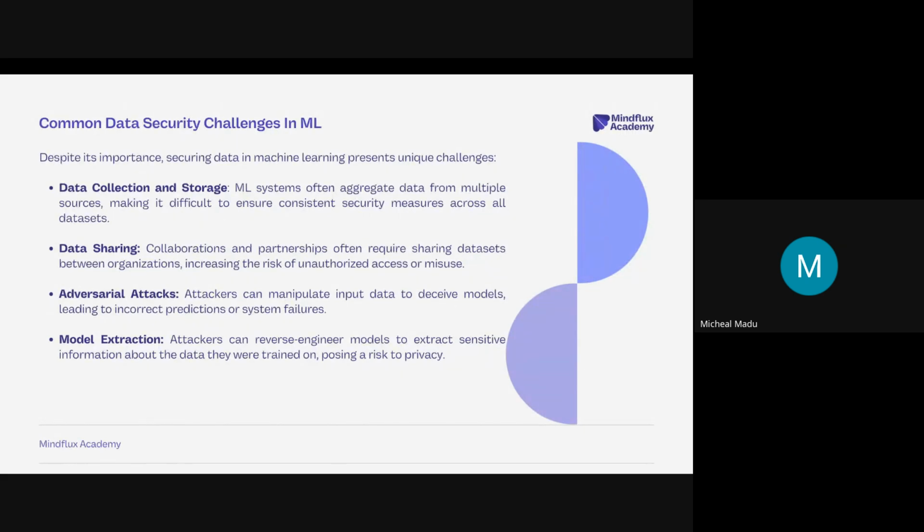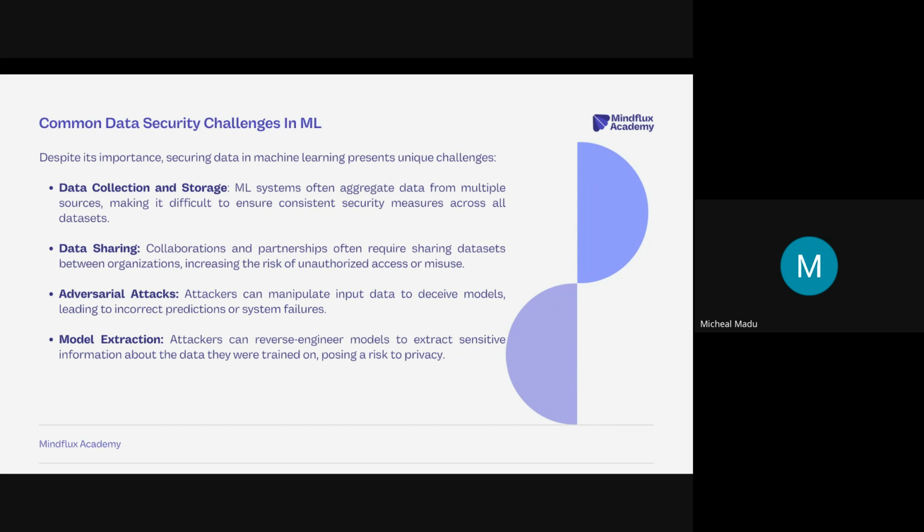Number two is data sharing. Collaborations and partnerships often require sharing data sets between organizations, increasing the risk of unauthorized access or misuse. For instance, Spotify sharing your user history with Netflix, because these corporations share data. If Spotify is sharing your data with Netflix, it could also share your payment history, your payment details, and so on. So if there's a breach in between those data communications, your user data can actually be stolen, which can pose a significant threat and challenge to data security.